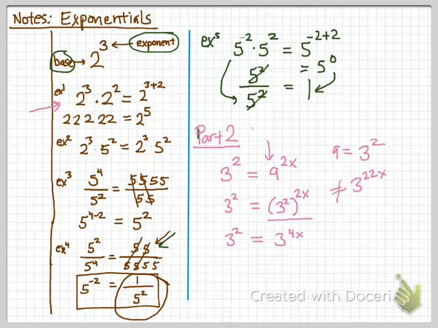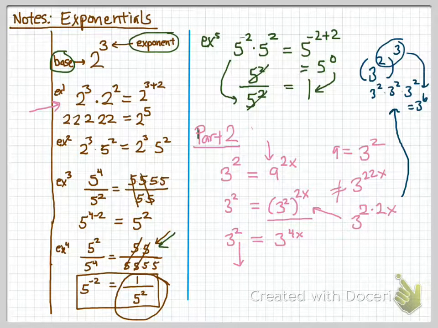That becomes 3 to the 4x power, because that's 2 times 2x, and I'll show you why in a second. If you take 3 to the second power, and it's to the third power, that actually means there's 3 of those. 1, 2, and 3. And then what you notice is that becomes 3 to the sixth power. A fast way to do that is to multiply your exponents.